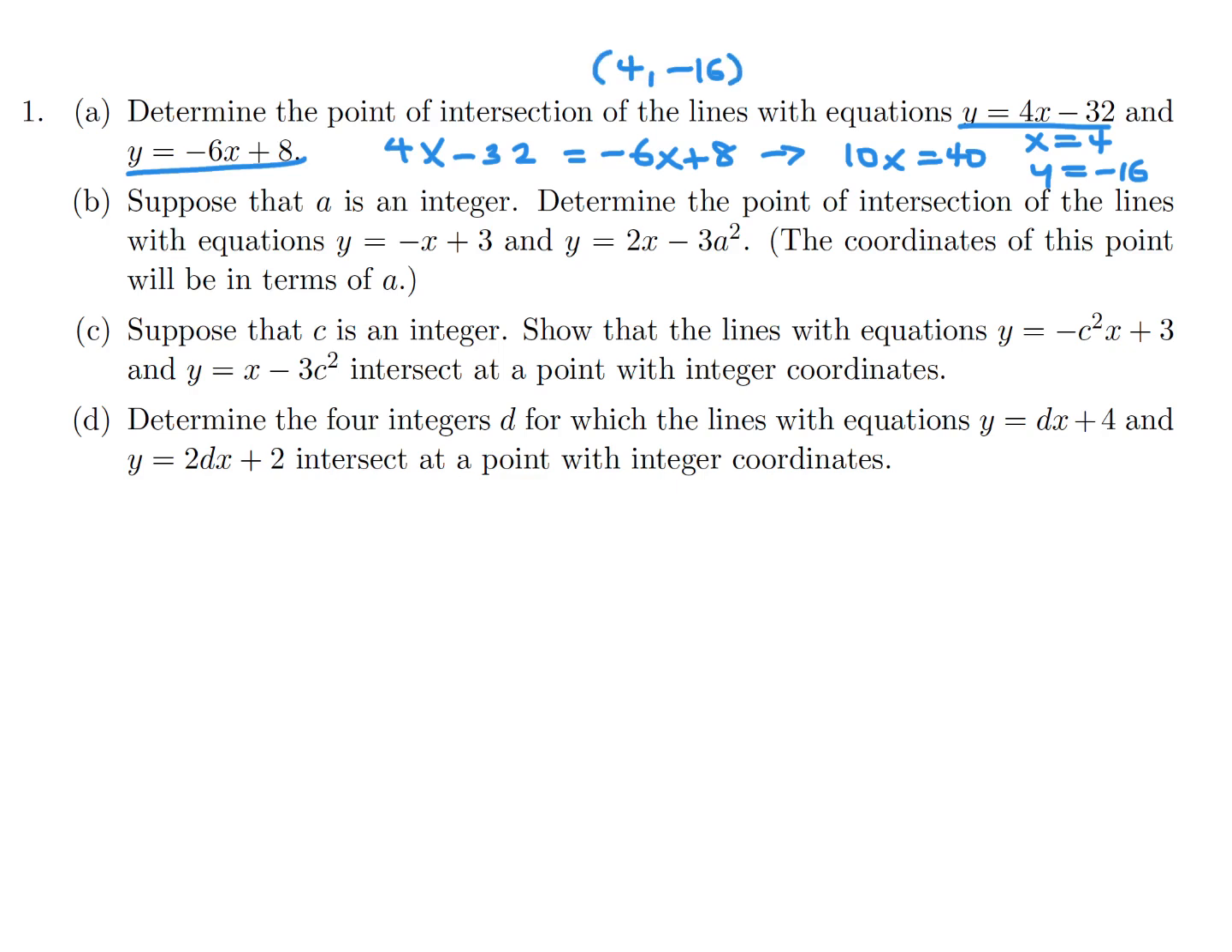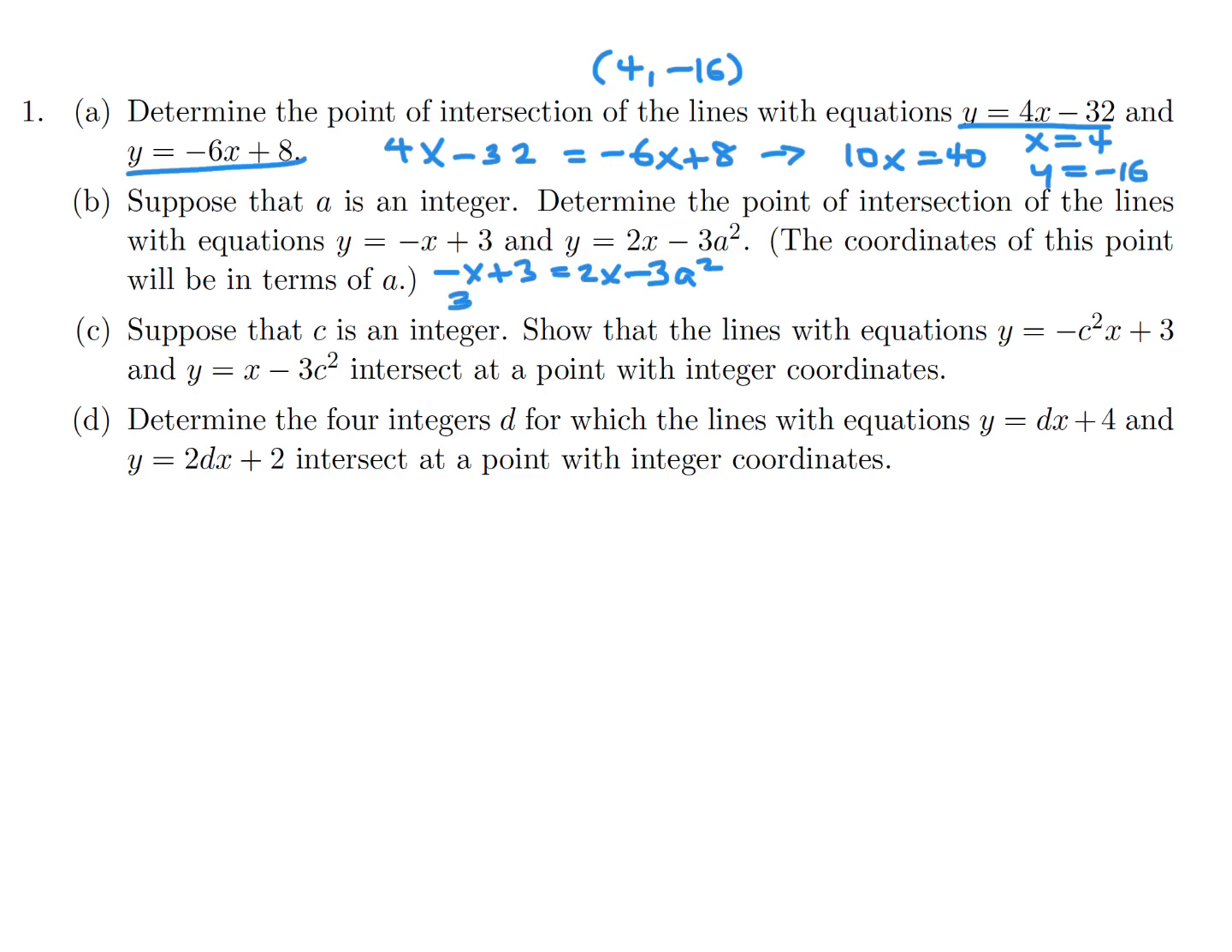Suppose that a is an integer. Determine the point of intersection of the lines with the equations y is equal to minus x plus 3 and y is equal to 2x minus 3a squared. The coordinates of this point will be in terms of a. Okay, so same kind of story. Set them equal to each other. Minus x plus 3 is equal to 2x minus 3a squared.